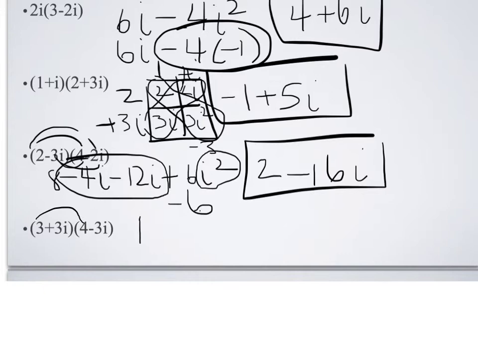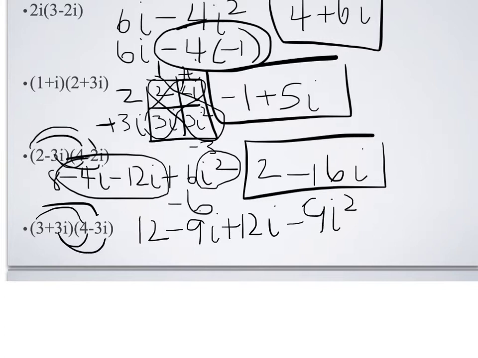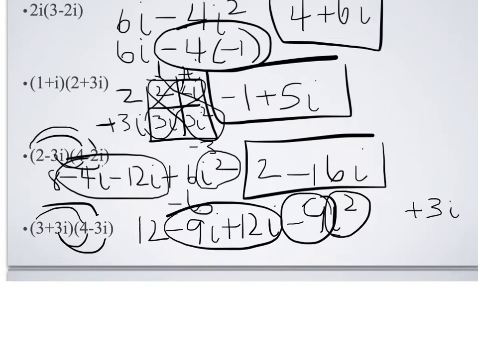So 3 times 4 is 12. 3 times negative 3i is minus 9i. 3i times 4 is plus 12i. And 3i times negative 3i is negative 9i squared. So I combine like terms here. Negative 9i plus 12i is positive 3i. This i squared makes this positive 9. So 12 plus 9 is 21.